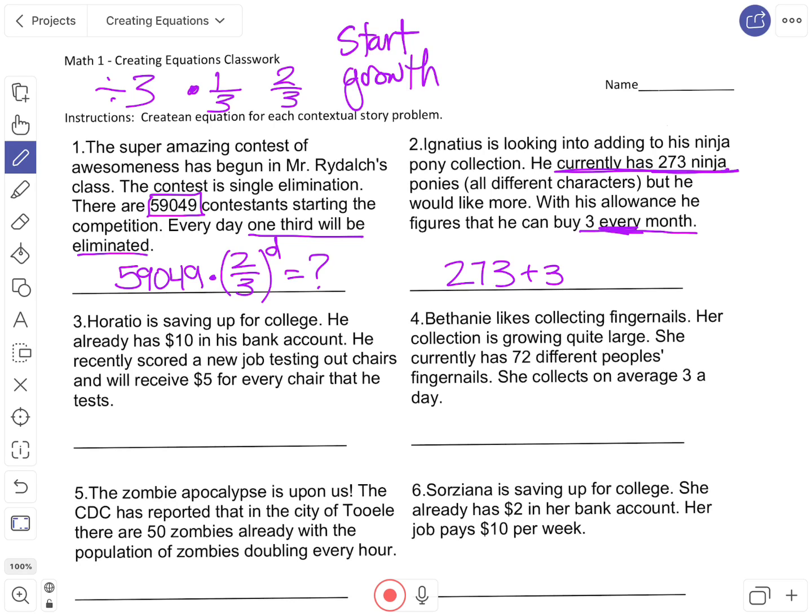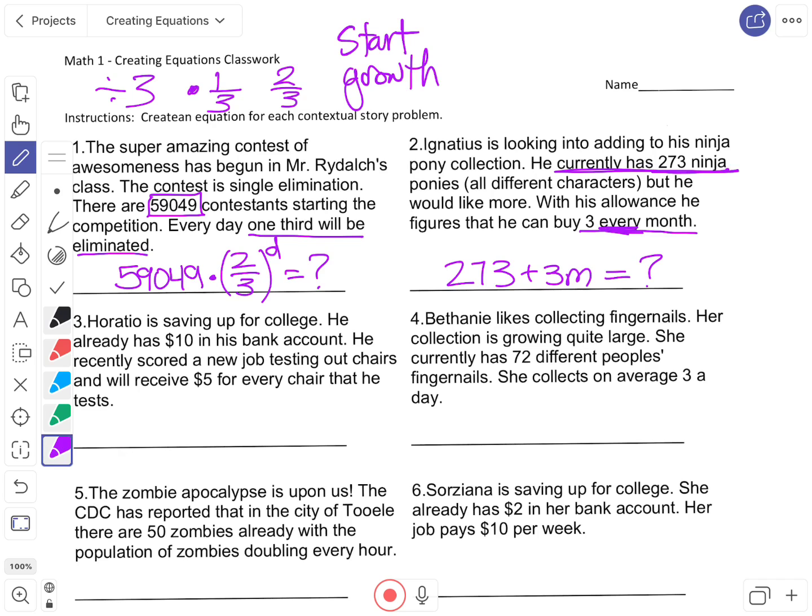Now, because this one is repeated addition, right, every month we just keep adding 3 and adding 3 and adding 3, but we don't like to write that. So we would put our variable there, maybe m for month. Okay, you can do a different variable, and that's going to equal his total amount, depending on the month, right?